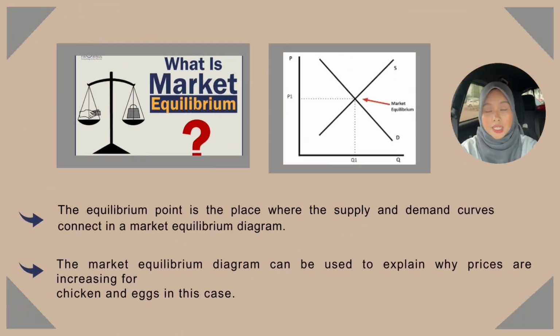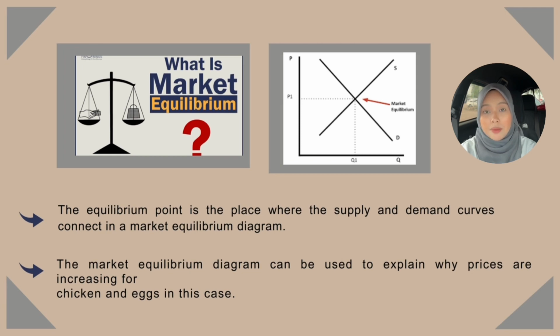The equilibrium point is the place where the supply and demand curves connect in a market equilibrium diagram, as shown in the slide. Furthermore, an illustration of the link between a commodity's supply and demand is called a market equilibrium diagram. Right now, the amount of the commodity that producers are willing to supply and the amount that customers are willing to demand are equal. When the amount of supply and demand are equal, that is a market equilibrium.